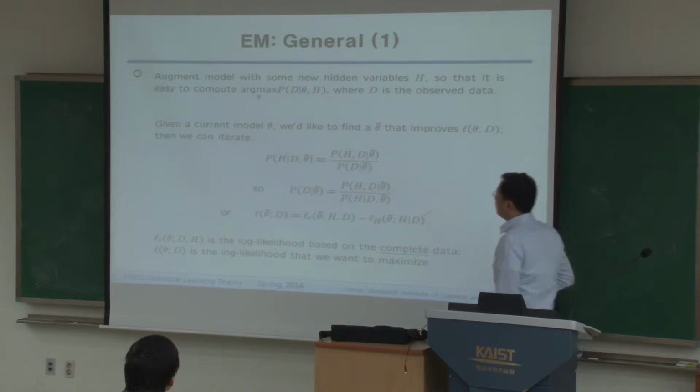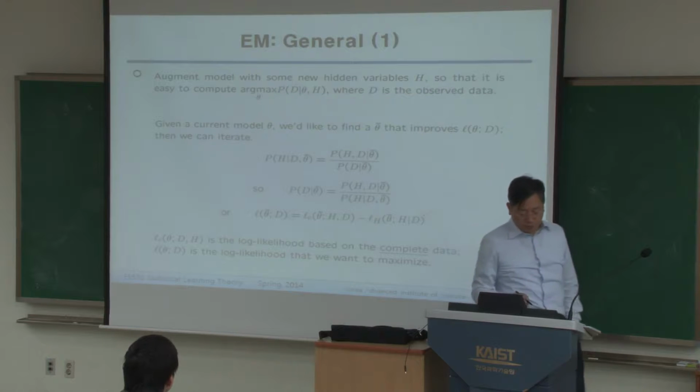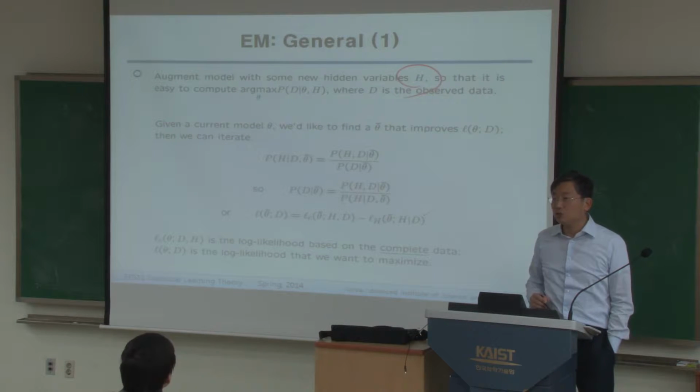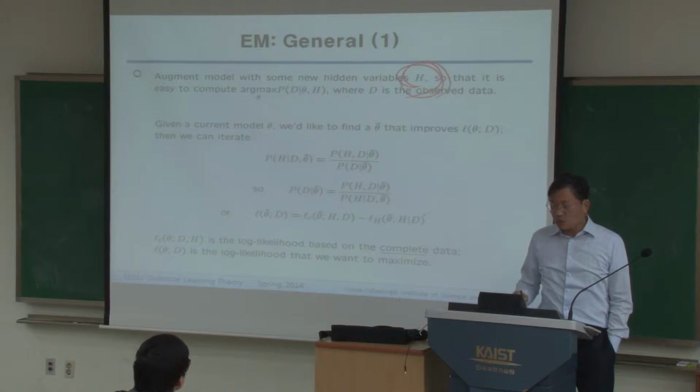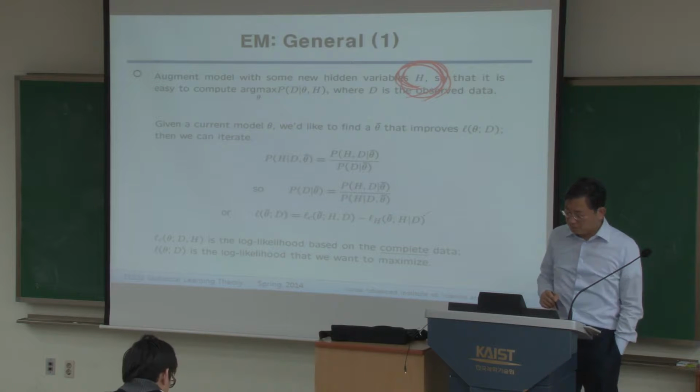Okay, well anyways, now I'm going to change notation, sorry about this. I'm going to use H instead of C, to represent that it's hidden. It's a hidden Z we don't know, the C we don't know. It's hidden.